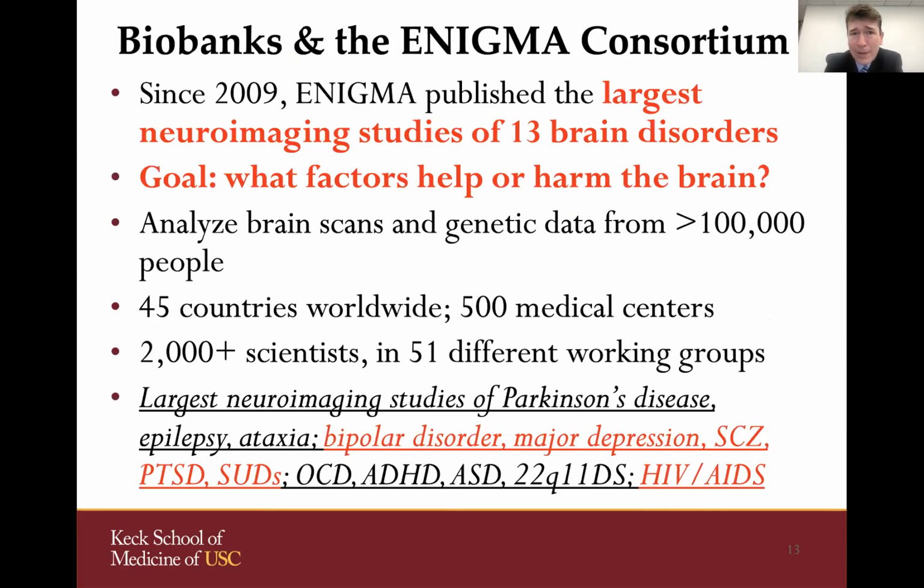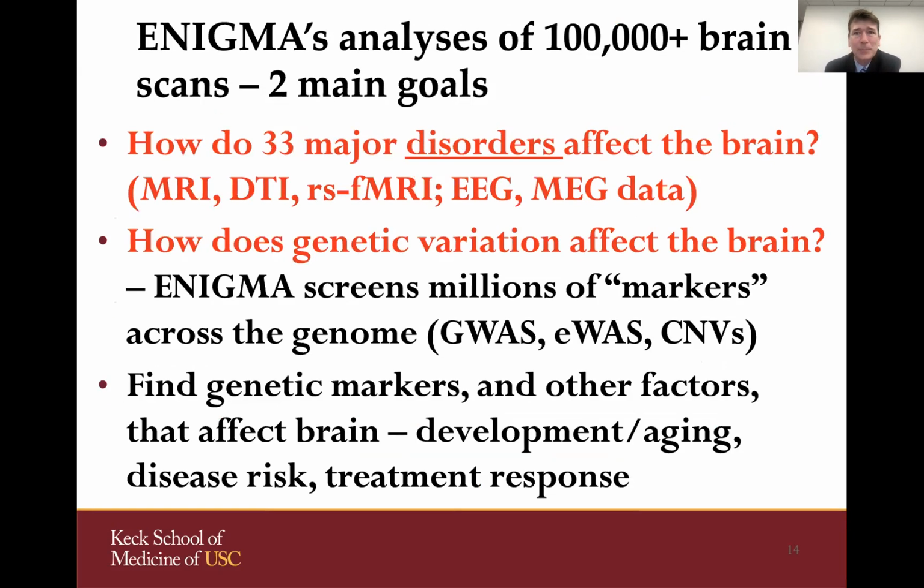So since 2009, ENIGMA has published the largest neuroimaging studies of now 13 brain disorders. The goal has been to discover factors that help or harm the brain. And we've been analyzing brain scans and genomic data from now over 100,000 people in 45 countries. Now there are over 2,000 scientists participating. And some of the largest studies have been done of Parkinson's, epilepsy, and ataxia in neurology, bipolar, major depression, schizophrenia, PTSD, and substance use in psychiatry, and a range of neurodevelopmental and infectious diseases.